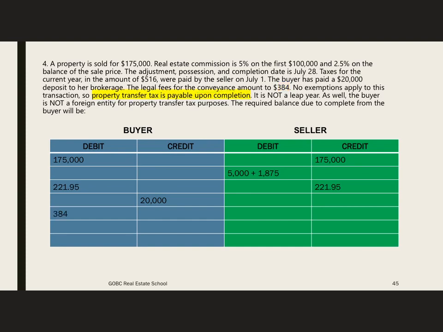No exemptions apply to this transaction, so PTT is payable upon completion. It says it's not a leap year and that the buyer is not a foreign entity for property transfer tax purposes. So we need to calculate the PTT and add it as a debit to the buyer's statement. So it's $1,750. Why is it that amount? Because $175,000 falls in the first tier and it's only 1% of that amount, which is $1,750.